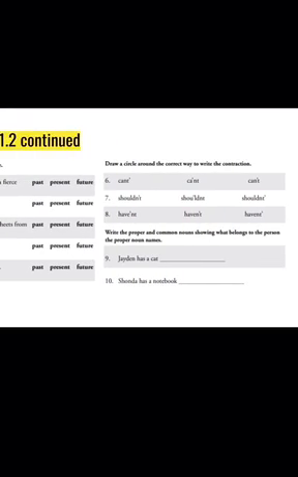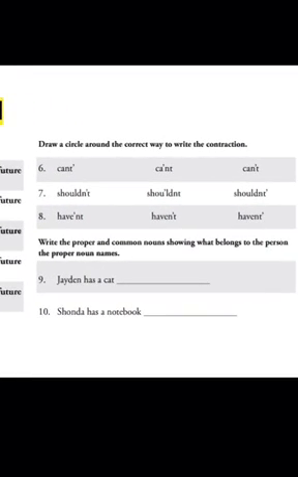And your next portion deals with the apostrophes. Draw a circle around the correct way to write the contraction. Remember, a contraction is 2 words squeezed into one. And anywhere they removed any letters is where they put that apostrophe. The apostrophe looks like a little comma floating up in the air. Okay, so number 6, can't is a contraction of, does anyone know what 2 words? If you said cannot, you're correct.